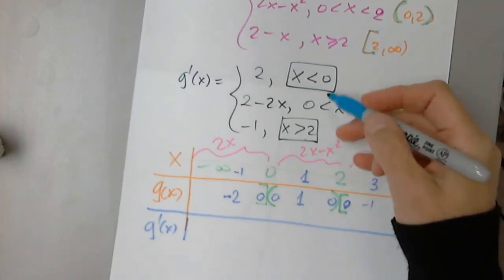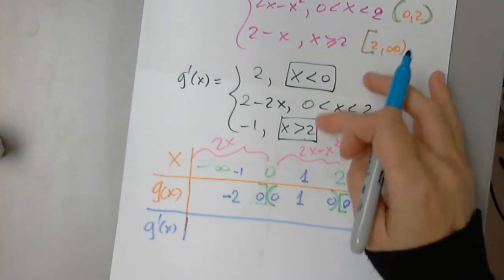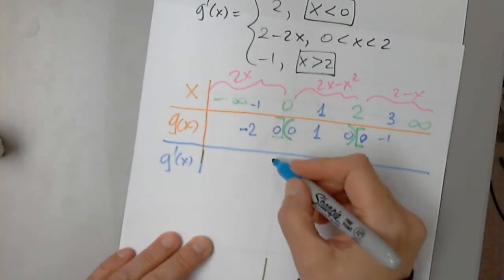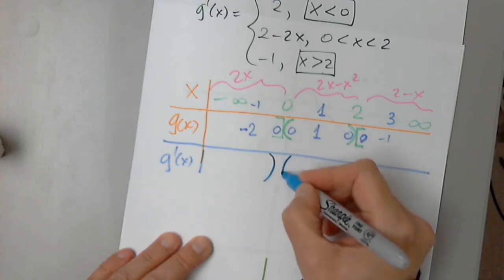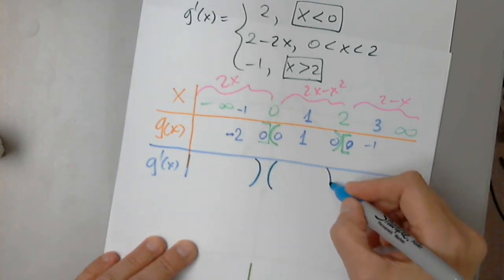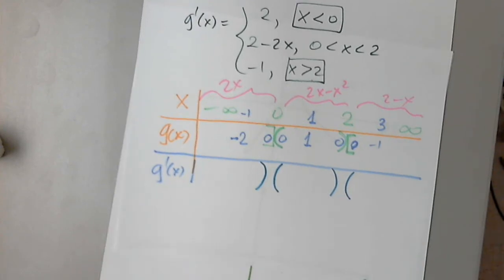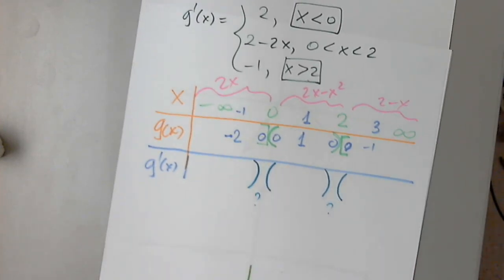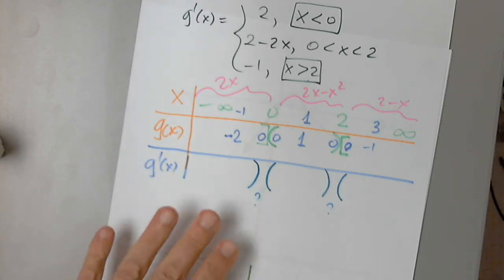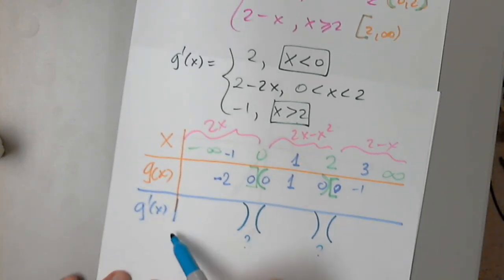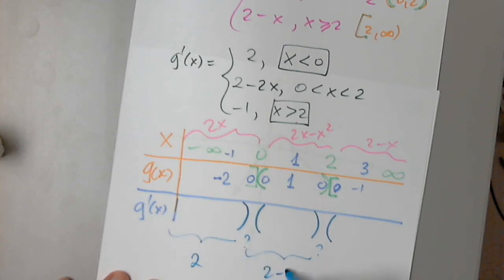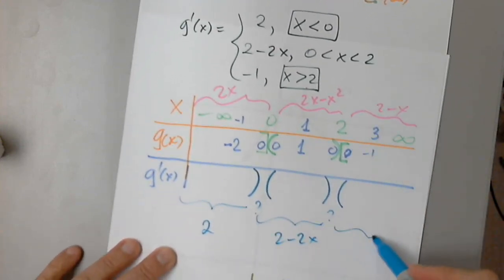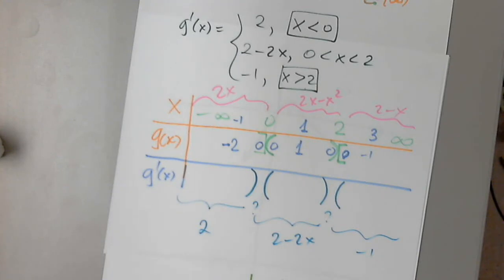As we headed here, because I could not put the equal symbol, for now I'm going to do this, because I don't know what happens here. In a minute, we'll figure it out. So now, in this territory, the function is 2. This territory is 2 minus 2x. And in this territory is -1. That's our derivative.